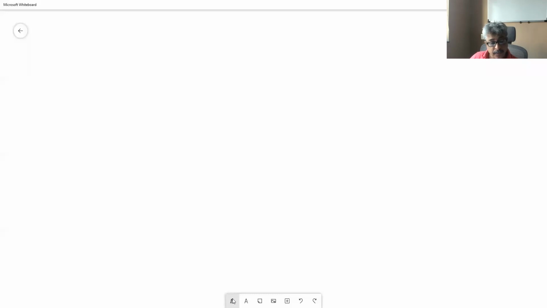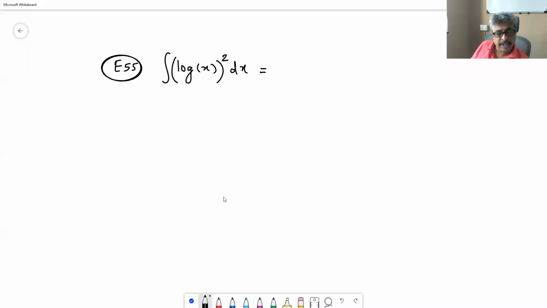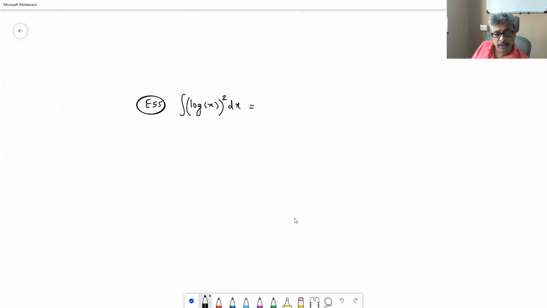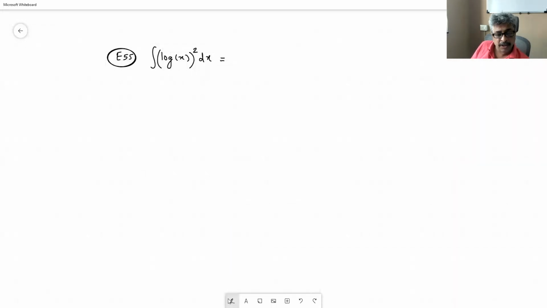E55. Integral log x square dx. Is it? Solve this. Okay, this is easy. Again, integration by parts. Assume second function to be 1, and then you are required to find out integral of log x, which we have done last time.